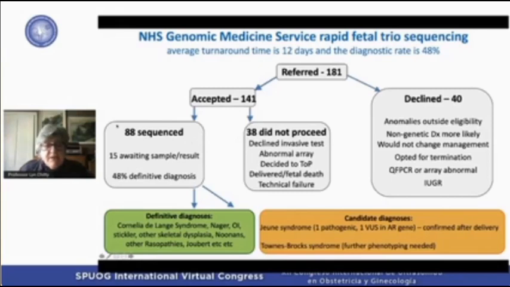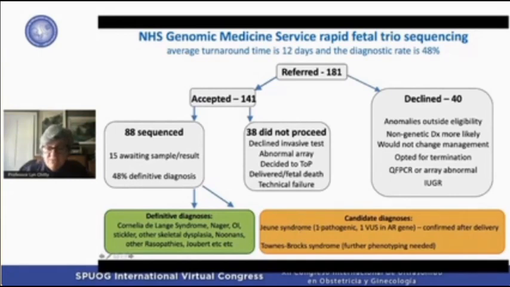But 88 have been sequenced so far, and 15 are awaiting the sample or the results. Our diagnostic rate is 48%. And this is just a few of the definitive diagnoses that we've made. And we have had a couple of candidate diagnoses as well.